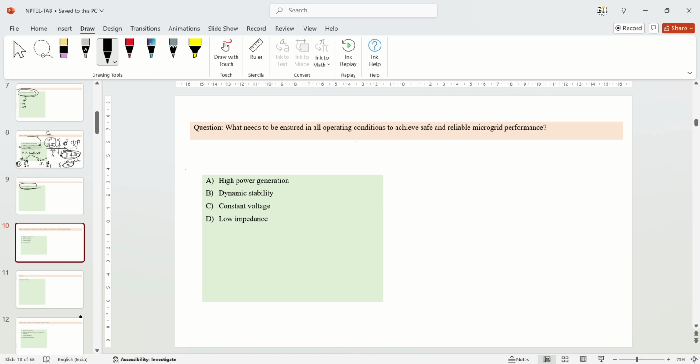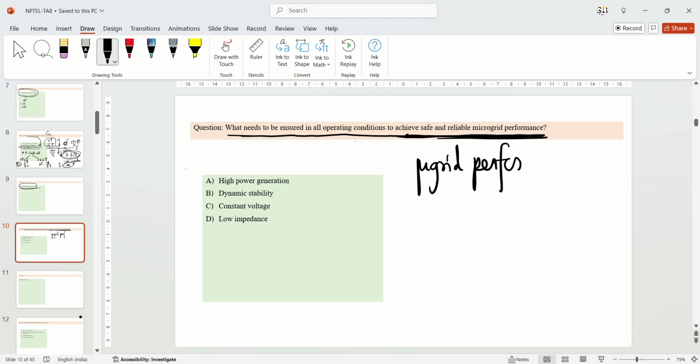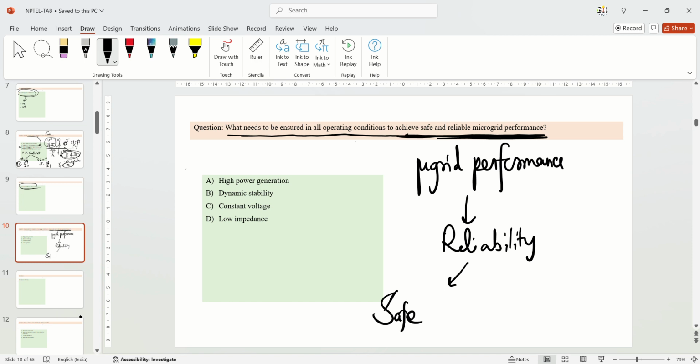Coming to the next question, which is related to that: what needs to be ensured in all the operating conditions to achieve safe and reliable microgrid performance? For microgrid operation, reliability is also very important. For ensuring this reliability, your components should operate so as to achieve safety, and reliability is one of them.